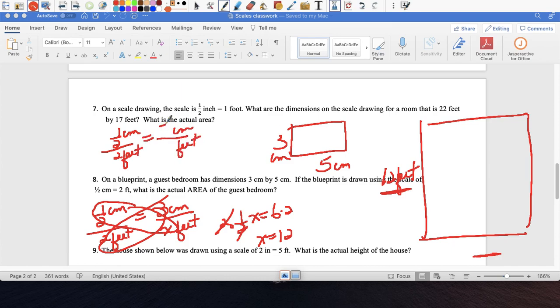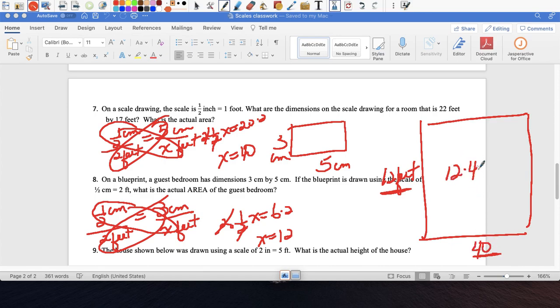And we want to know what 5 centimeters is. Same process. Cross multiply. We get 1/2 of x equals 5 times 2, which is 20. Multiply both sides by 2, to get x isolated. And 20 times 2 is 40. So this one is 40. The actual room is 12 by 40. That's going to give us 480 square feet.